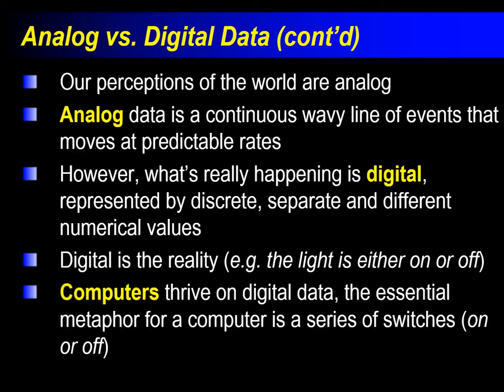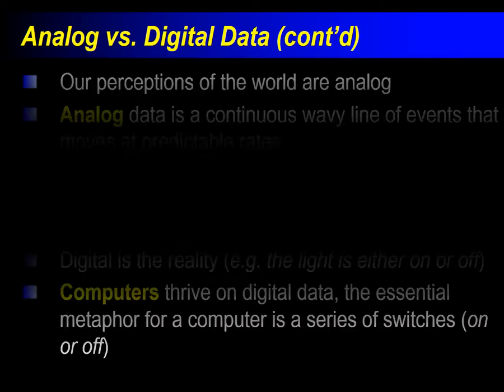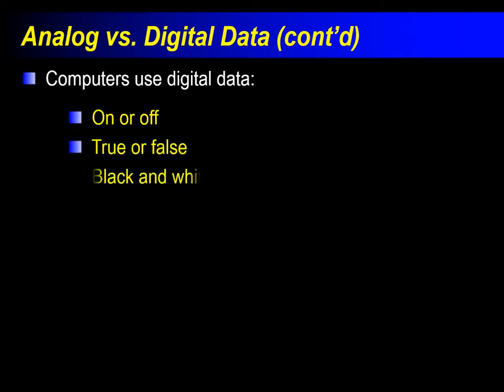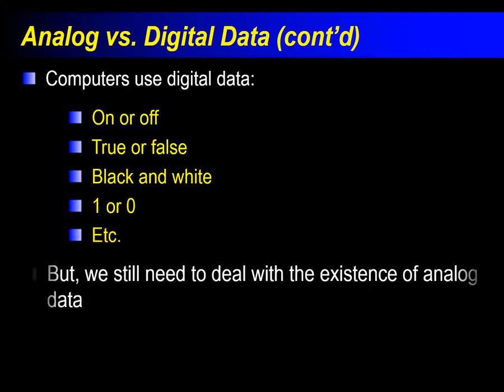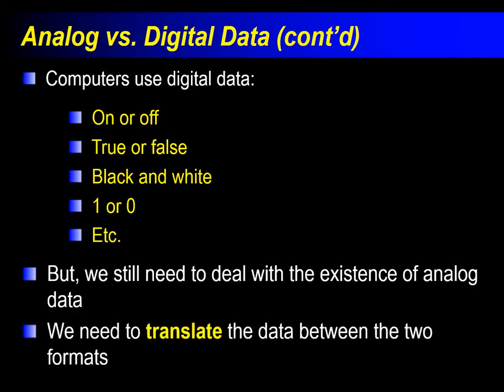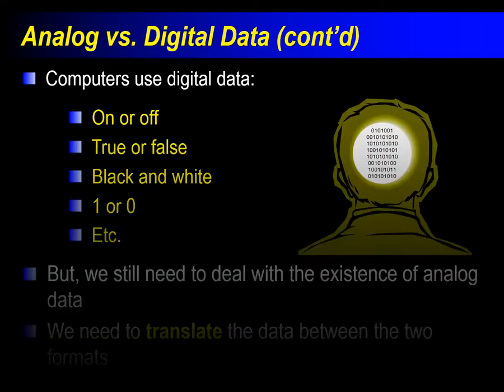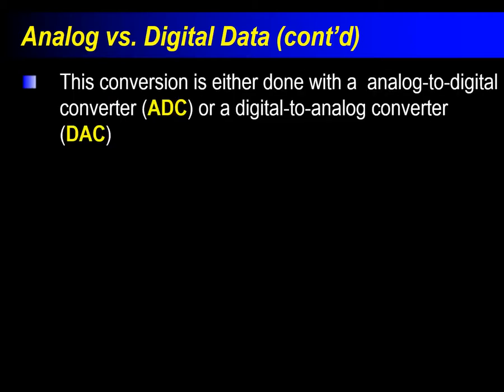Digital is the reality to the computer, and that's why it works so well, because it's so simple. Okay? So those on-off, true, false, black, white, 1, 0 data values, those states are important to the computer. Okay? But we don't live in that world. So the translation between it is what we need to do as programmers to translate the world of digital and the world of analog. Okay?